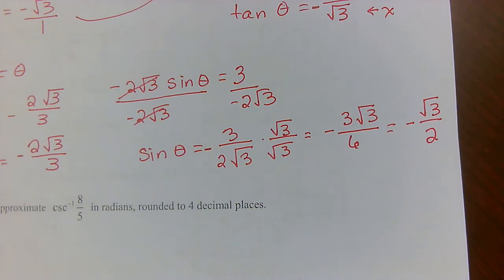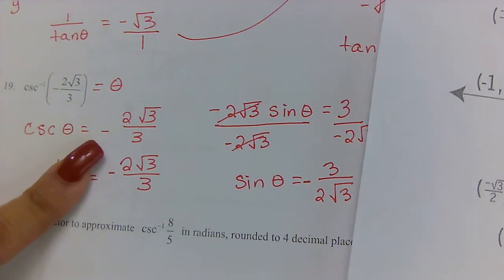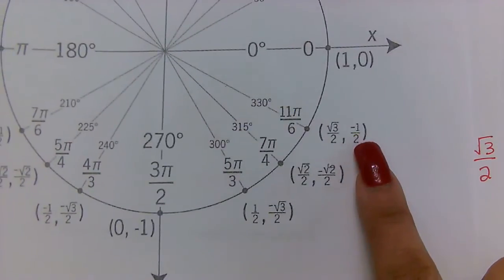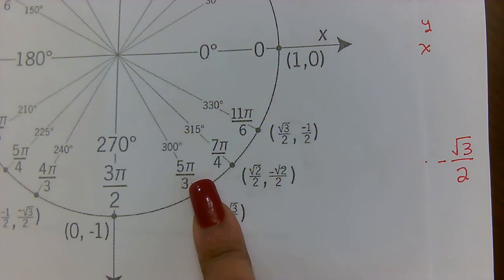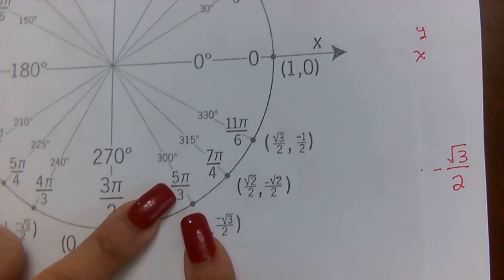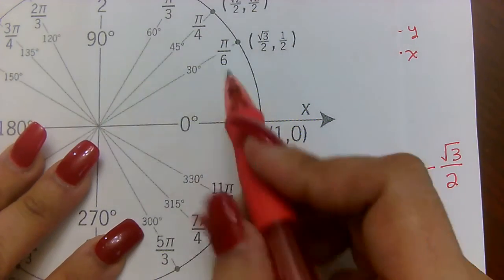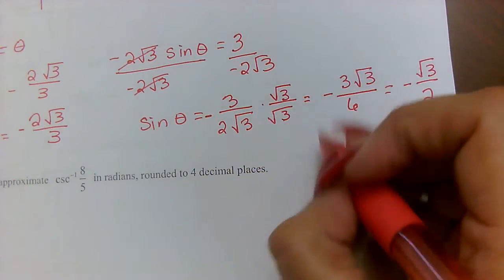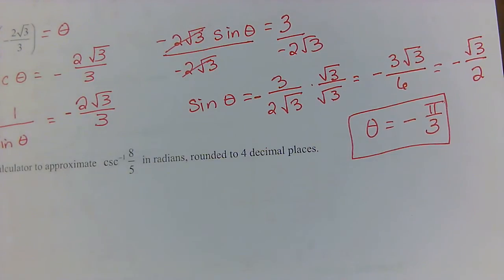Okay, so which quadrant should we be in? Sine is going to be negative, which means we should be in quadrant 4 over here, and we're going to look at sine, and we're looking for negative square root of 3 over 2, which means our value is going to be this one. But remember, you can't just say theta is equal to 5 pi over 3. This is actually going to be negative 60 degrees or negative pi over 3. So your answer for here is theta has to be negative pi over 3. That's going to be your answer for this question.